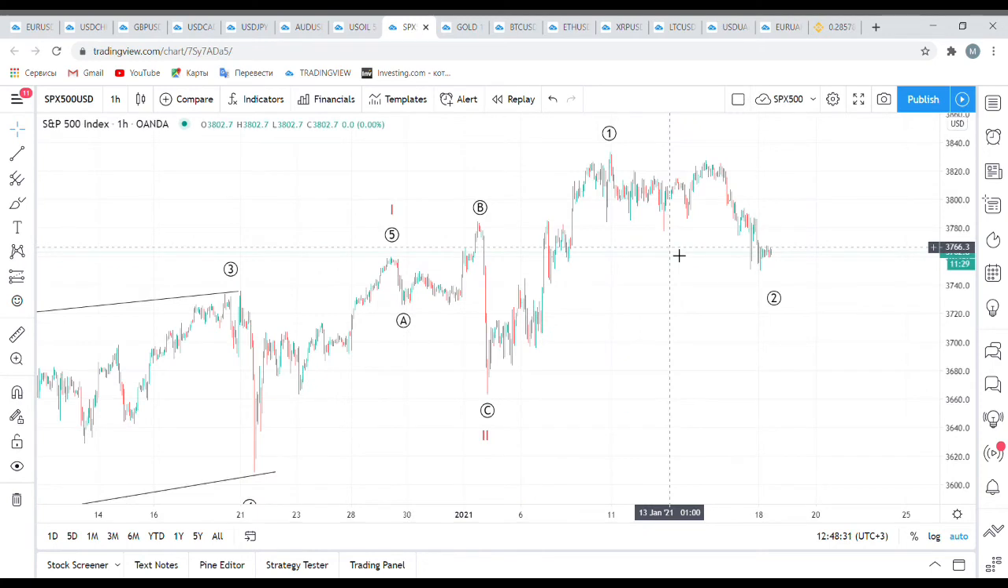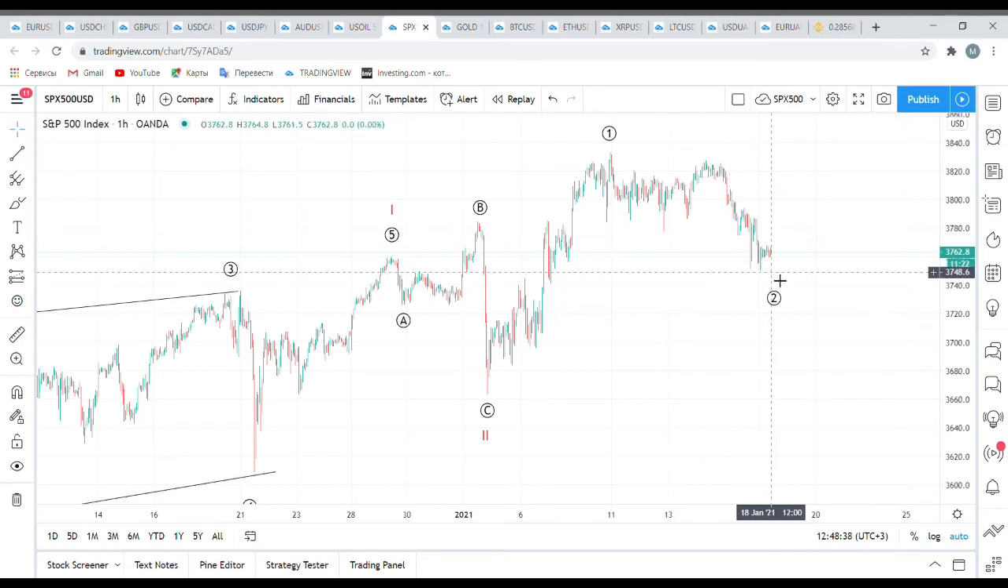On the S&P index, my Friday purchases got stopped out, so I am waiting for confirmation of the end of the second wave, and after that I will enter new purchases.